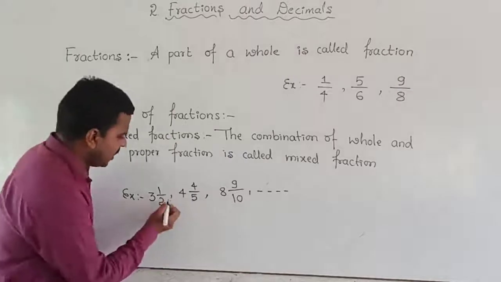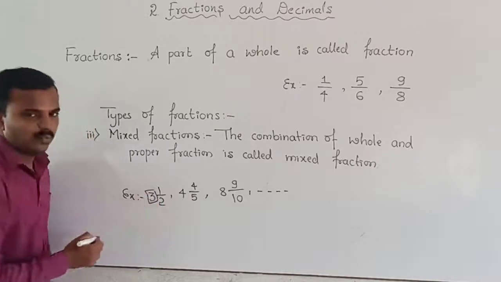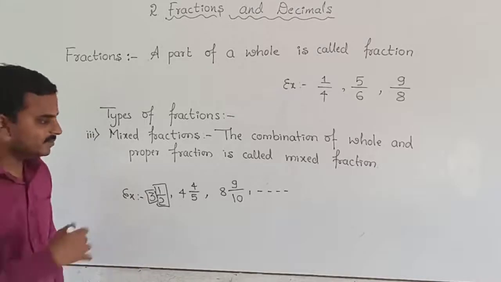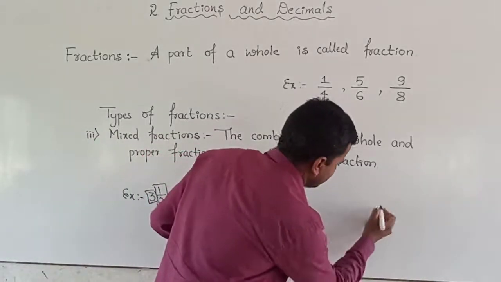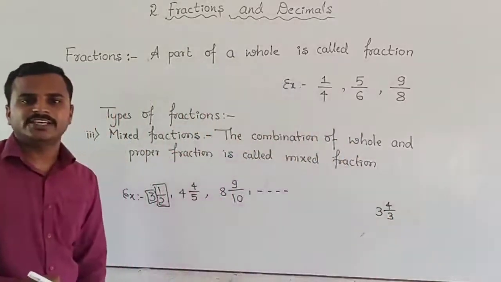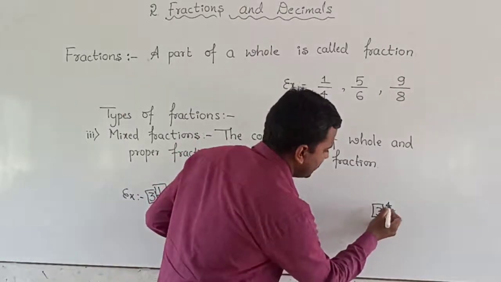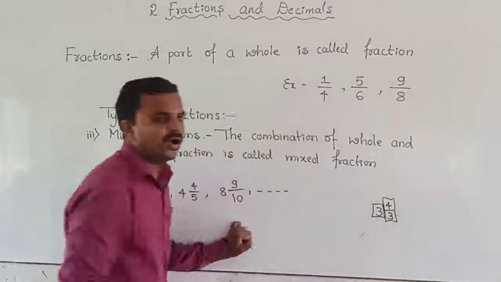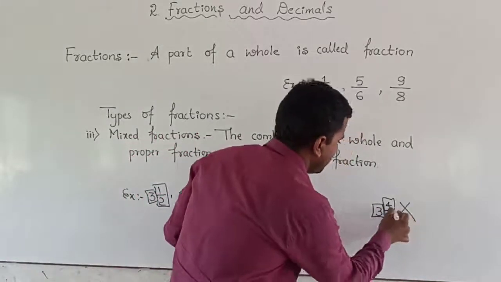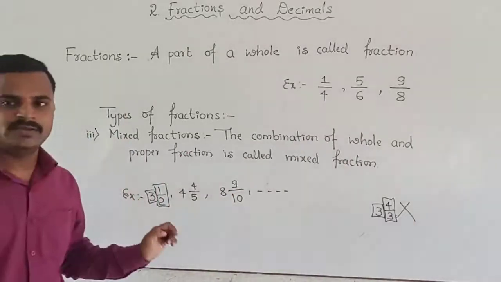Next, how do you identify a mixed fraction? One part should be whole, and the second part should be a proper fraction. Sometimes they will ask like this: 3 whole 4 by 3. Is it a mixed fraction? No, this is not a mixed fraction because this is a whole part and this is not a proper fraction, it is an improper fraction. So this is not an example of a mixed fraction. This is the third type of fraction, the mixed fraction.